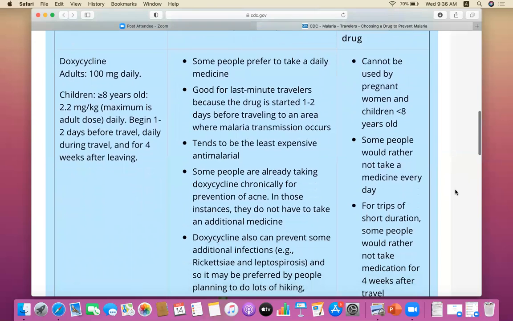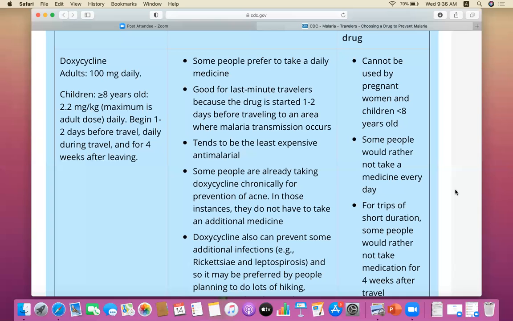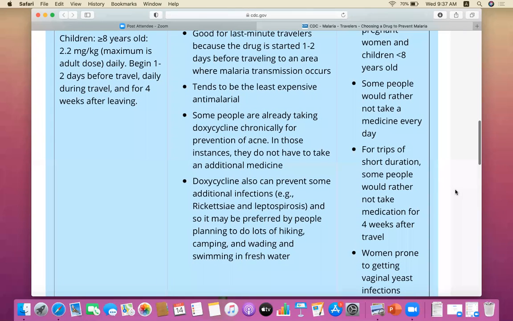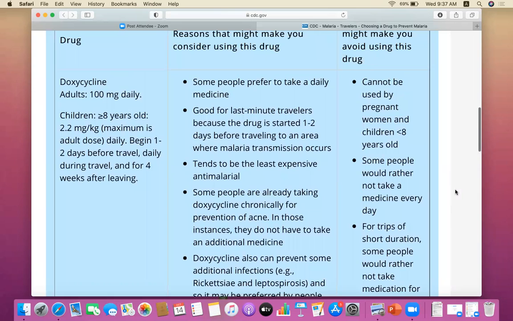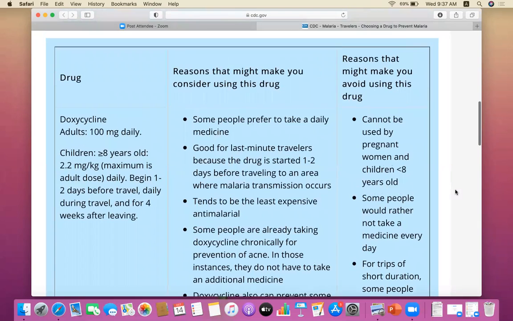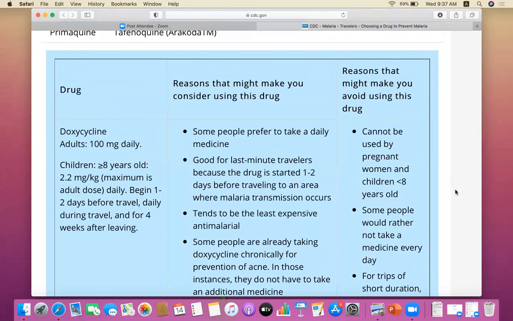Some people are already taking doxycycline chronically for prevention of acne. So in those instances, they do not have to take an additional medicine. Doxycycline also can prevent some additional infections like rickettsia and leptospirosis, so it may be preferred by people planning to do lots of hiking, camping, and wading and swimming in fresh water. It cannot be used by pregnant women and children less than 8 years old. So the tetracycline and doxycycline category should be avoided in pregnant women and children.